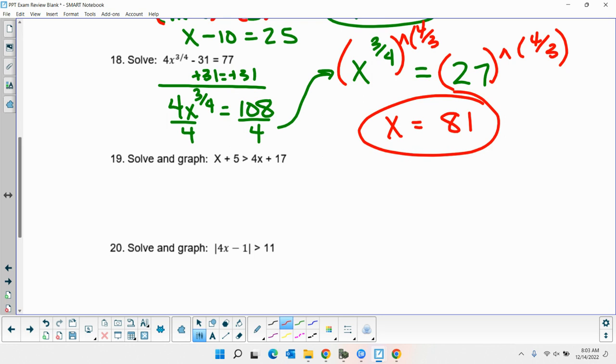19, we just solve it, get x alone. And then when it says graph, we're just graphing on a number line. We don't have an x and a y, we just have an x. So these two, you're supposed to solve and graph, 19 and 20. It's just a number line graph. It's not an XY graph. All right. So I'm just going to take the 4x to the left and the 5 over to the right.